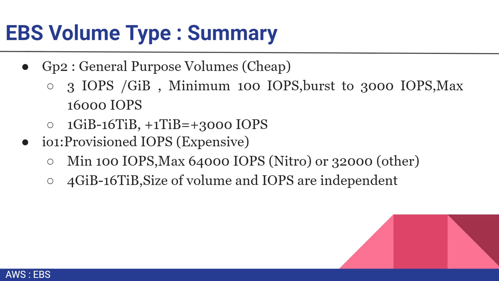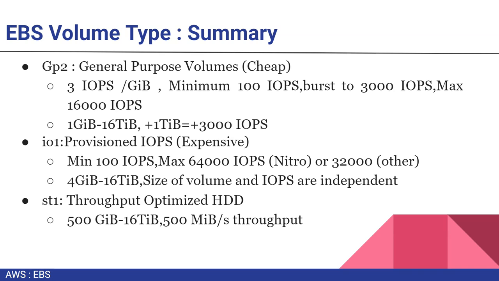IO1, the provisioned IOPS, is basically expensive, with a minimum of 100 IOPS and a maximum of 64,000 IOPS on Nitro, while the normal is 32,000. 4 gig to 16 terabytes. Volume size and IOPS are both independent, but here you have to make a ratio. The next one is ST1, the throughput optimized hard drive.